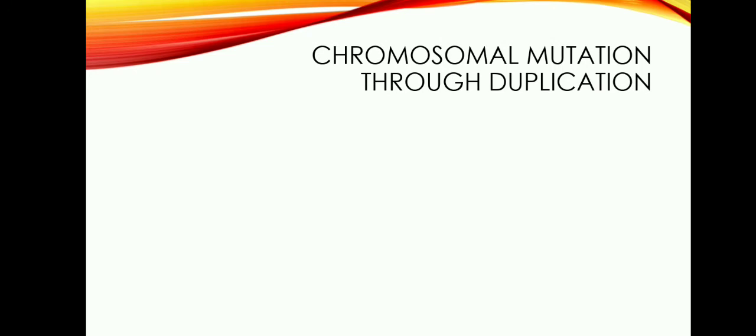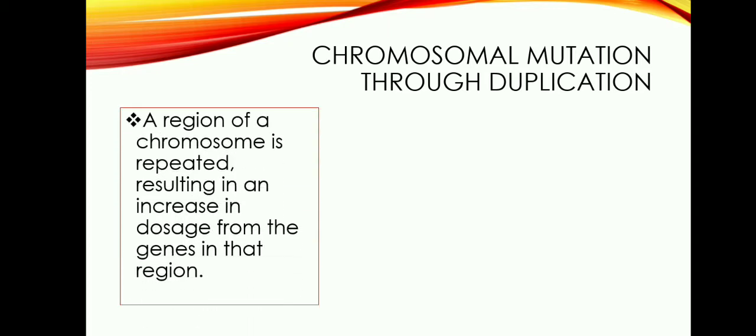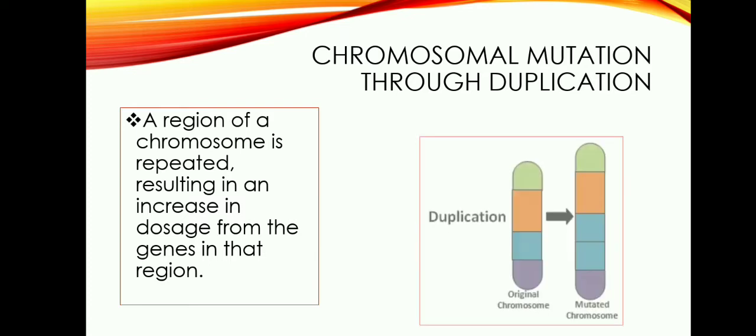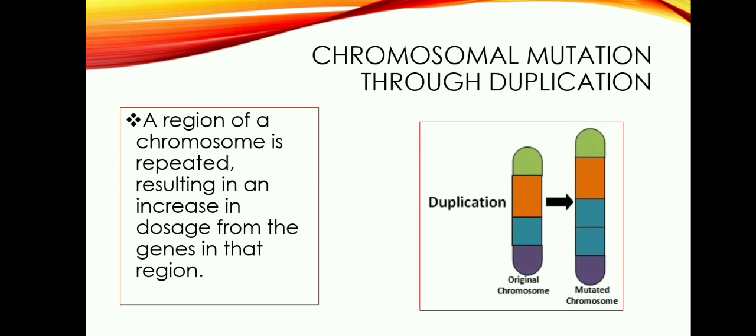Chromosomal mutation through duplication. This process shows wherein a region of a chromosome is repeated, inuulit, resulting in an increase in dosage of the genes in that region. This is the illustration of duplication. From the original chromosome, here, the blue color has been duplicated, resulting to a mutated chromosome.